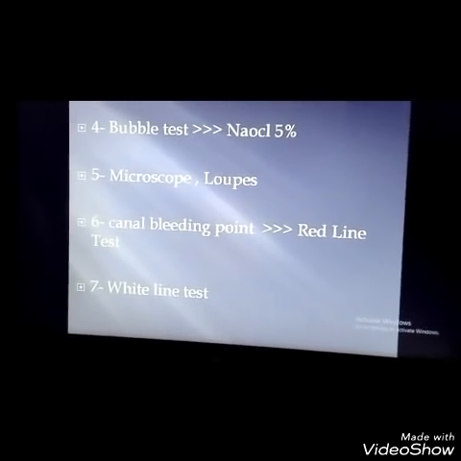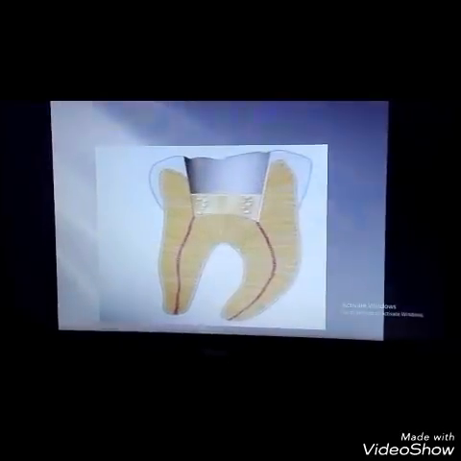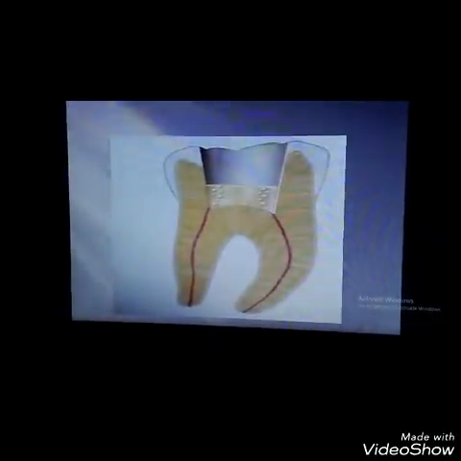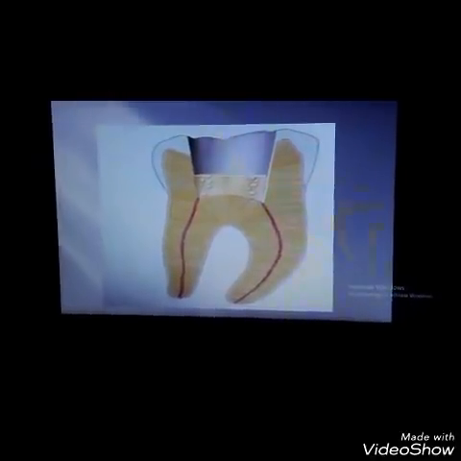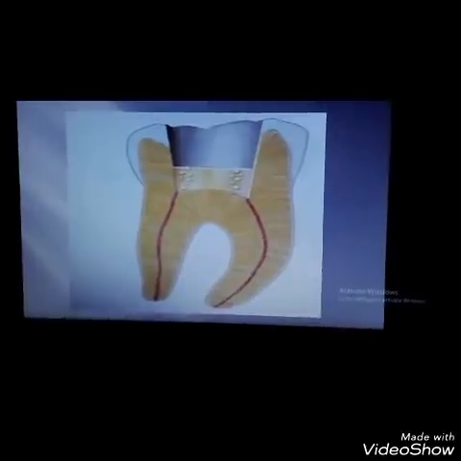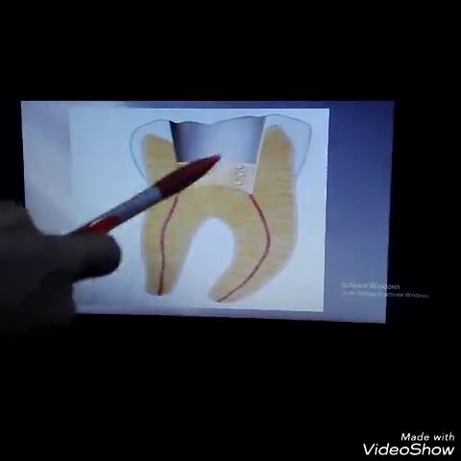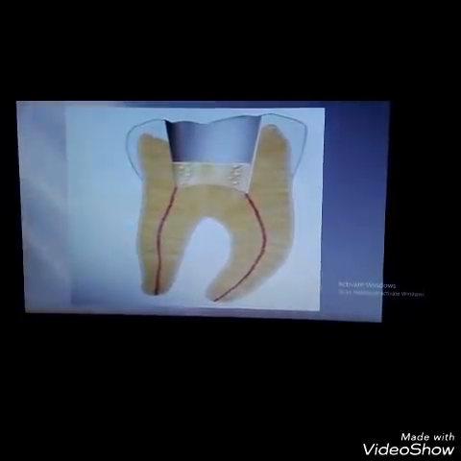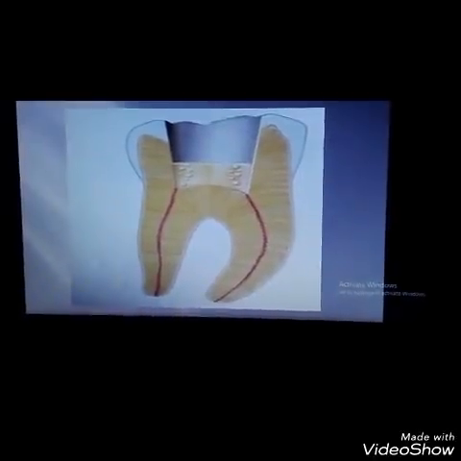Okay, next, bubble test. What do we mean by bubble test? Bubble test means we flood the access cavity with sodium hypochlorite, nearly 5%, and wait a few minutes. What will happen? There will be a reaction between sodium hypochlorite and the organic part of the pulp tissue, resulting in bubbles coming out from the canal orifice. This will give you an indication that at this point there is a canal.